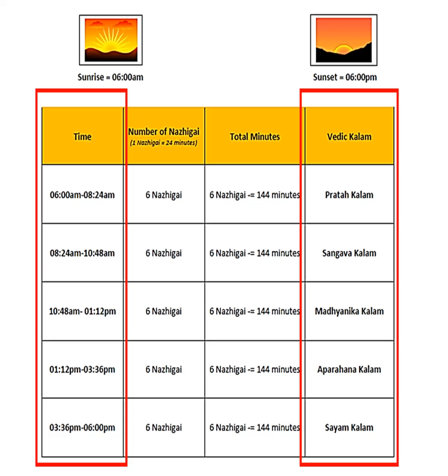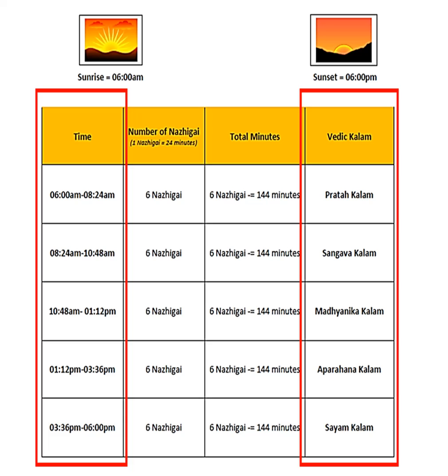10:48 a.m. onwards, until 1:12 p.m., is called Madhyanika Kalam, while 1:12 p.m. up to 3:36 p.m. is called Aparahana Kalam, and 3:36 p.m. up to 6 p.m. is called Sayam Kalam. So thus the daytime as per the Vedic calculation is divided into 5 different columns: Pratah Kala, Sangava Kala, Madhyanika Kala, Aparahana Kala and Sayam Kala. So Madhyanikam, obviously, as the name suggests, should be done in Madhyanika Kala.